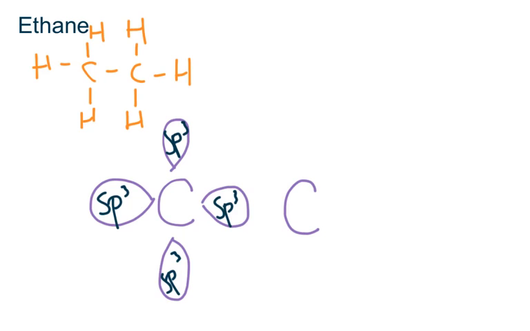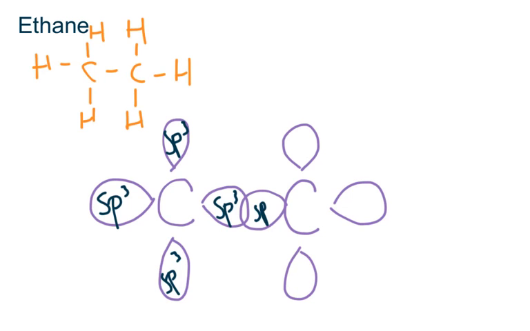And the other carbon has the exact same hybridization. It has 4 areas of electrons around the central atom, so it also has 4 sp3 hybridized orbitals, which I'm drawing in now. Now notice here, this sp3 orbital overlapped with this sp3 orbital. There's a head-to-head overlapping, so that just made a sigma bond.